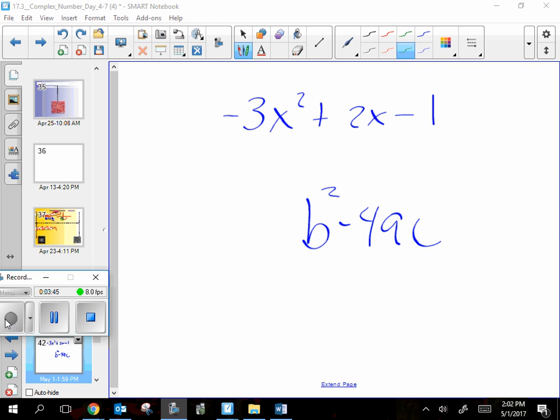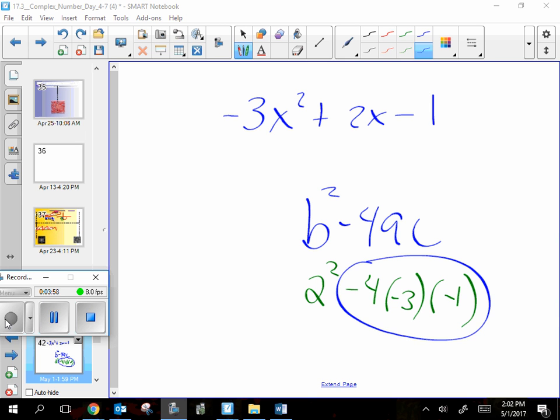So, in this case, my B would be 2 and I'd have 2 squared minus 4 times A is -3 times C is -1. Where's the tricky spot? Right there. Know why? It's got 3 negatives. If it has 3 negatives, is it no solution?